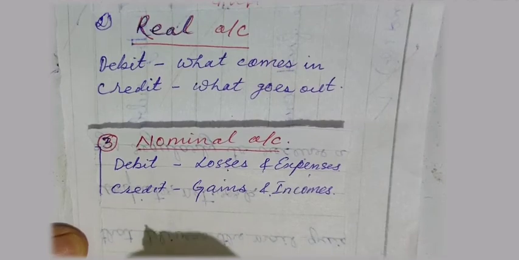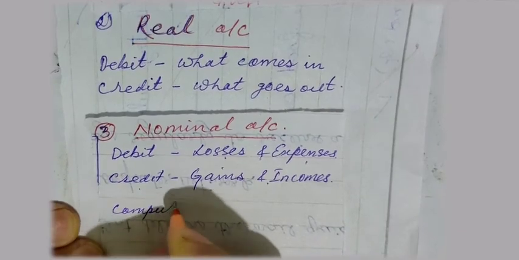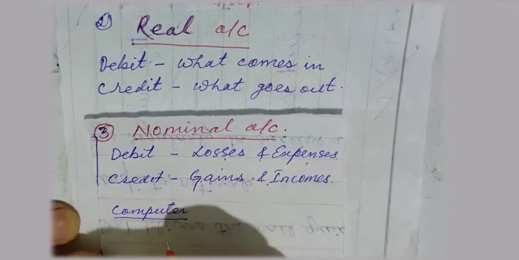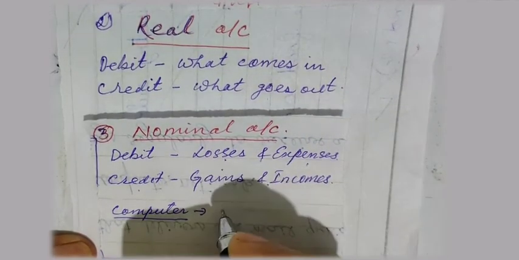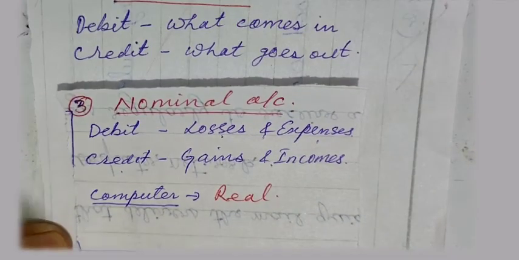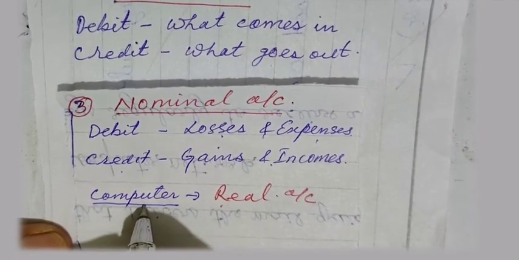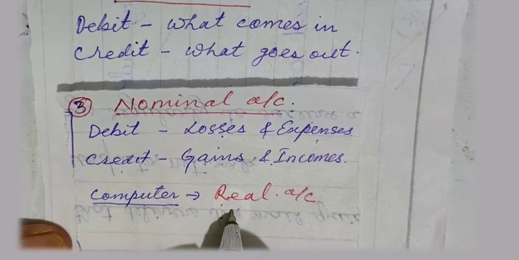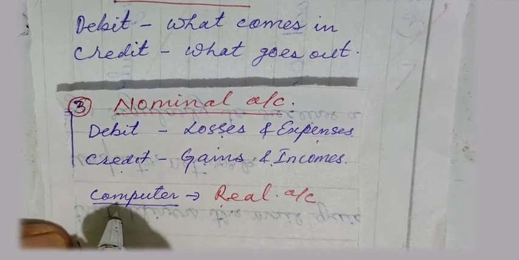Now you should know. Take for example, I'll give you one example here. Say computer. Supposing you come across the term computer. The computer belongs to which of these accounts? Computer belongs to real account. Why? Because it is an asset. Anything that has a physical existence but not a person will be your real account. So this is a real account. Now for this computer you have to use the rule of real account. That means debit what comes in, credit what goes out. You have to say whether the computer is coming into the business or going out of the business.